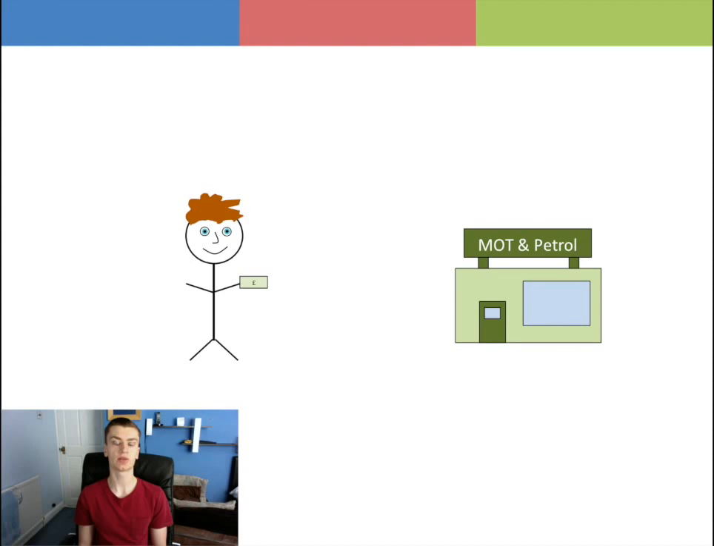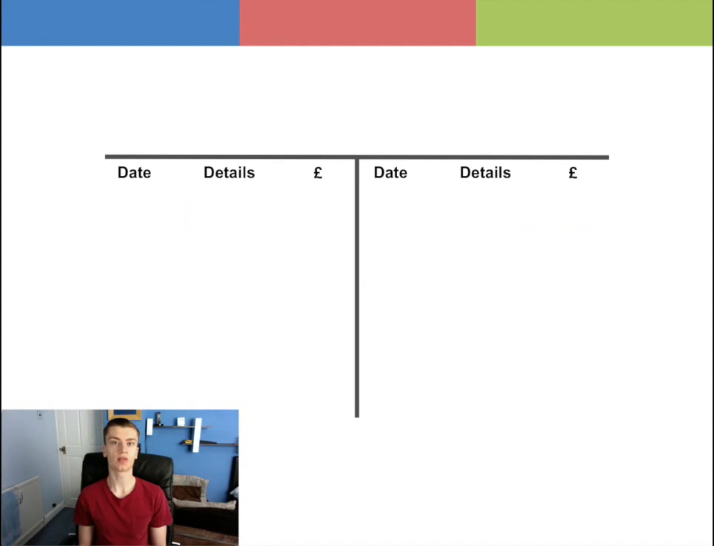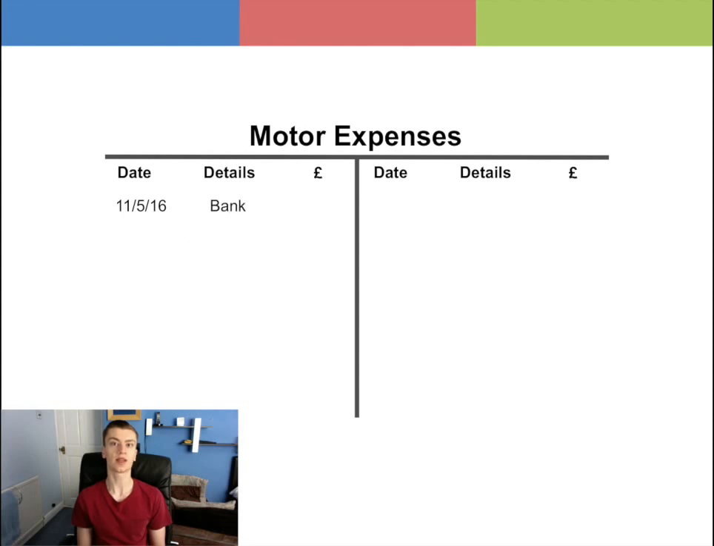Expenses for the business motor vehicles of £100 were paid by cheque. The money paid can be identified as motor expenses, and therefore we will name the account motor expenses. This is identified as an expense, and so we would enter the details on the debit side of the T account. Let's assume that the transaction took place on the 11th of May 2016, which can be shown as 11/5/16. Then we will note it as bank in the detail column because that is the name of the other account that has been affected. And finally, 100 is entered in the pound column.